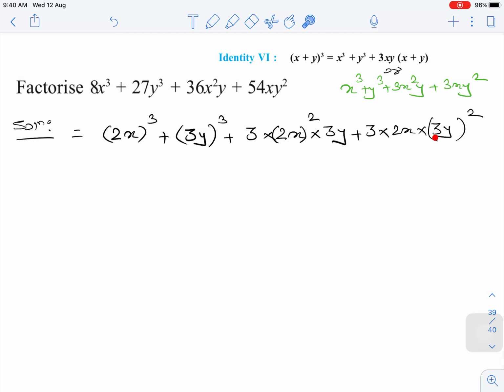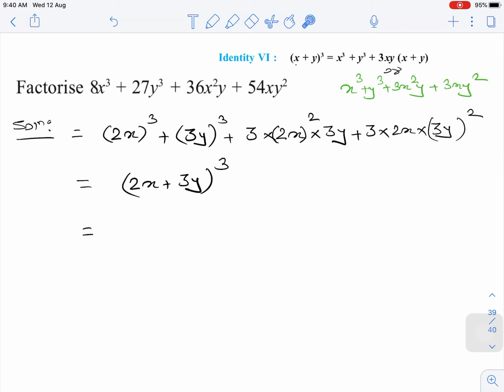Now check it. 3 square will be 9. Okay, 9 2s are 18, 18 3s are 54. x is only one time and y is in square form. So it means that whatever we have written is correct. Okay, now this is what? Expansion of (x plus y) bracket cube. Okay, that is nothing but equals to, now what can we write further? Yes, it can be written as (first term plus second term) bracket cube. So what is our first term? (2x plus 3y) bracket cube.